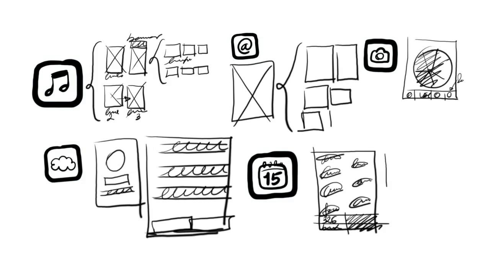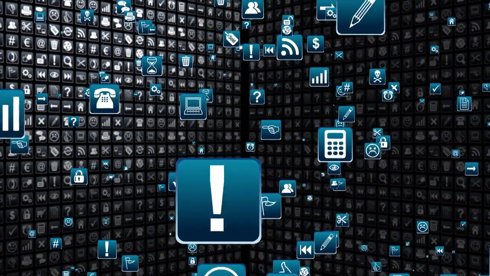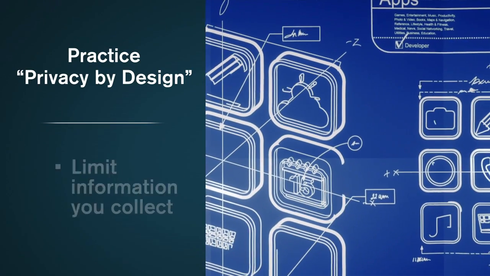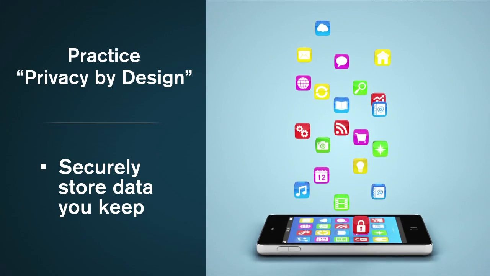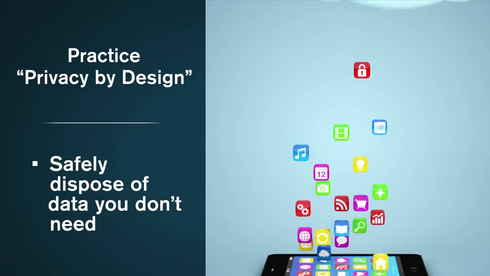Practice privacy by design. This means incorporating privacy considerations from the product's concept stage to its launch and updates. Build privacy protections into development. Limit the information you collect. Securely store what you hold onto, and safely dispose of any data you don't need. Think through your default settings with an eye toward privacy. If you're collecting or sharing information in a way that people wouldn't expect, get their express permission first.